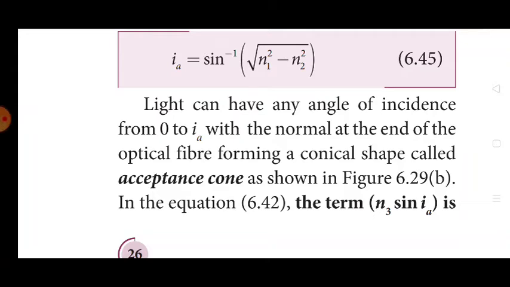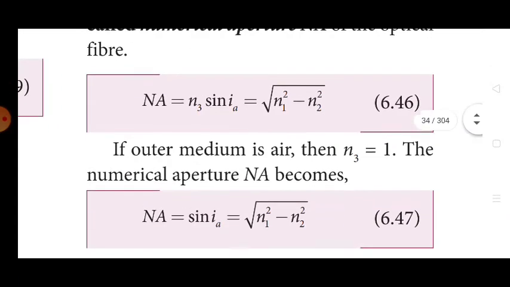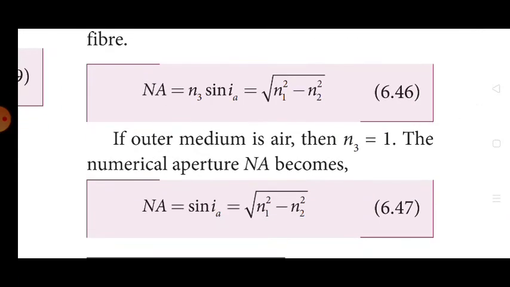The term N3 sin IA is called the numerical aperture, that means NA of the optical fiber. So NA is equal to N3 sin IA, which is equal to root of N1 square minus N2 square. If the outer medium is air, then N3 is equal to 1, and the numerical aperture NA becomes NA is equal to sin IA, which is equal to root of N1 square minus N2 square. Our next topic is refraction in a glass slab.